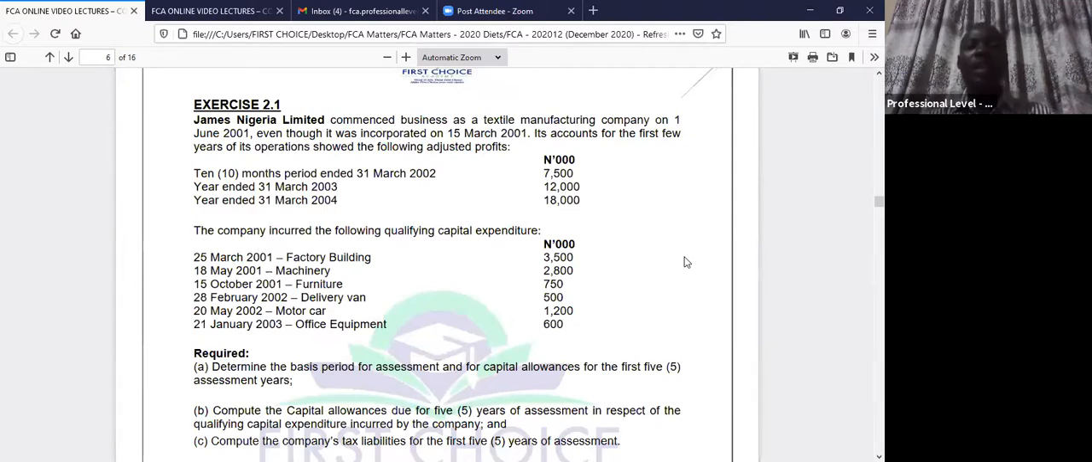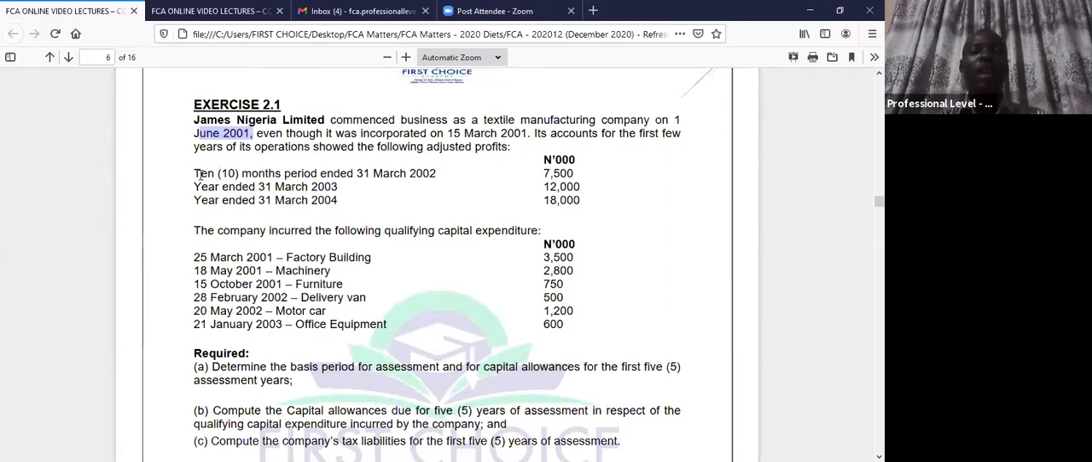James Nigeria Limited commenced business. So once again, you see the word commence, that's the commencement rule. It commenced business as a textile manufacturing company on June 1, 2001, even though it was incorporated on 15th March 2001. The date of incorporation is irrelevant here. What is relevant is the date it commenced business. Its accounts for the first few years of operation showed the following adjusted profits.